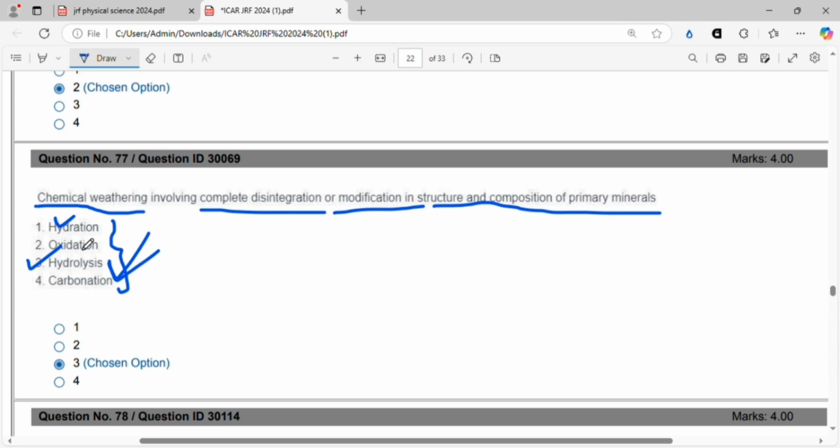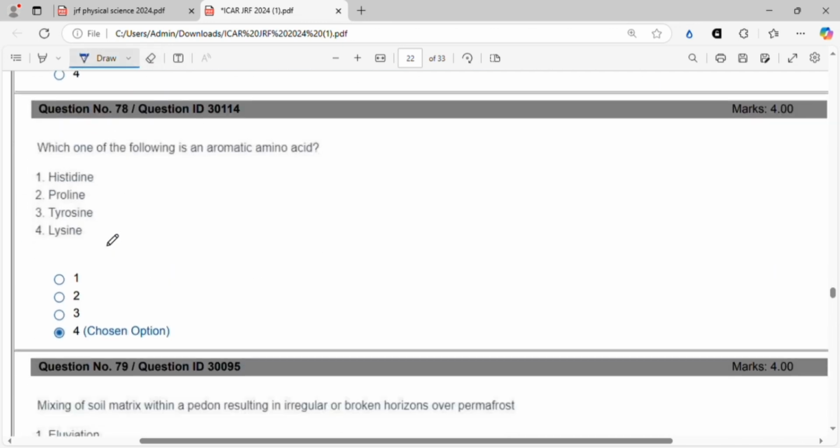Hydration is the chemical combination of water along with the mineral. Oxidation is the chemical combination of oxygen along with the mineral, and carbonation is the chemical combination of carbon dioxide with any base. So all these definitions you have to be very thorough and very clear. You have to have a definite concept, and then you can have no problem from the weathering portion. And the answer to this question, chemical weathering involving complete disintegration or modification in structure and composition of primary minerals, is hydrolysis. All right, moving on to the next question.